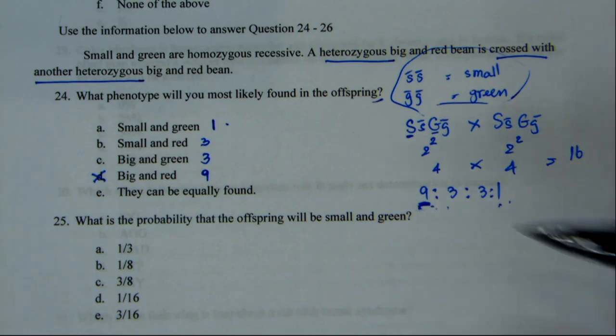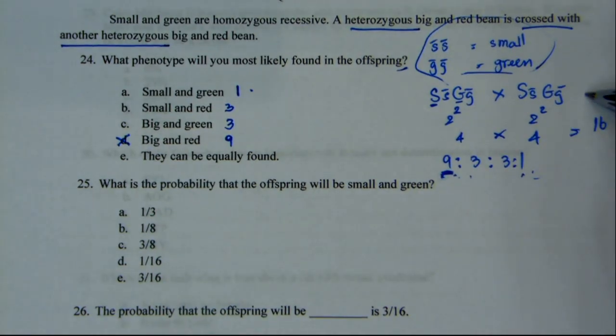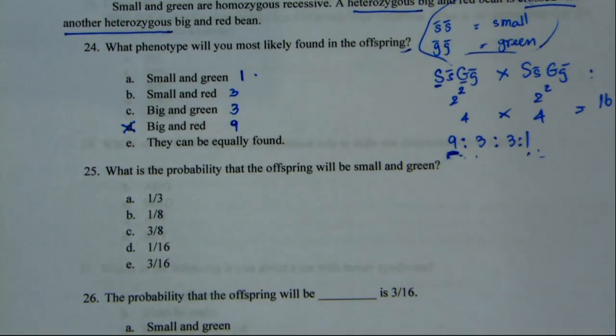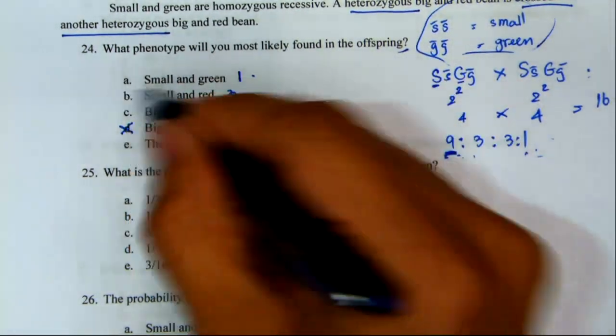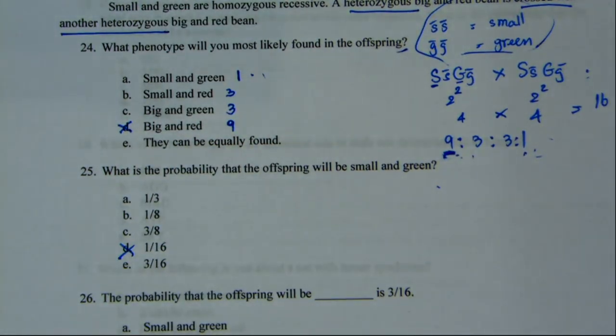Okay. If you remember this before you go in to take the test, it saves you a lot of time instead of drawing the 16 boxes, right? So it's very important that you know this. This only happens when both are heterozygous. That's the only time that we can use this ratio. Okay, what is the probability that the offspring will be small and green? Once we have this, we already know small and green from here. So the answer is 1/16. Okay.